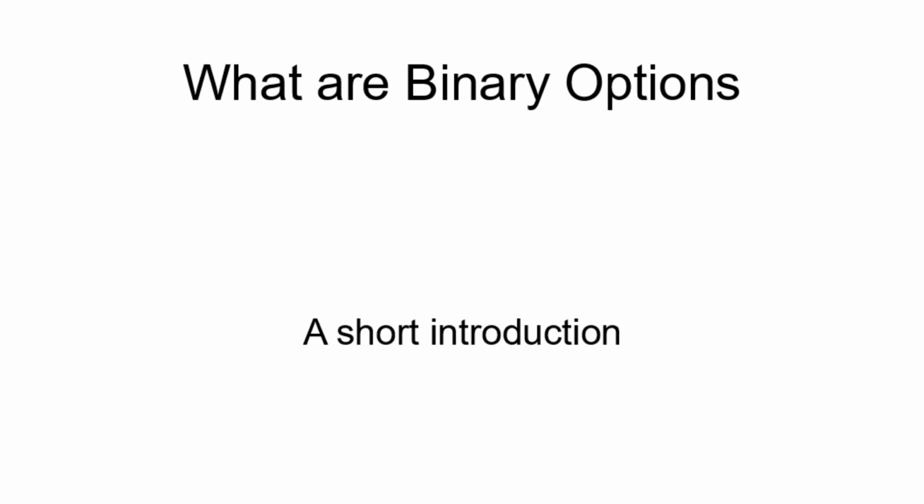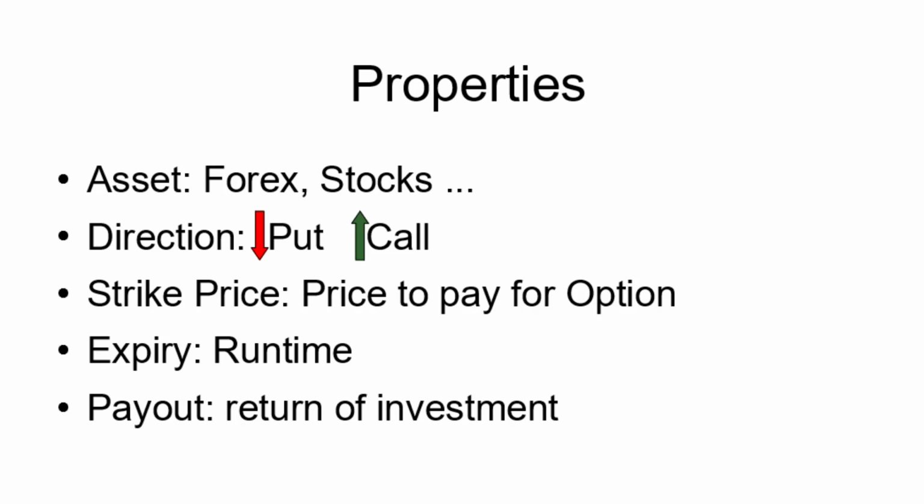Binary options have a different set of properties. First of all, an asset, for example, Forex, so a EUR/USD pair or something like that, or stocks. You decide to buy or sell a binary option in either a stock or a Forex. Second of all, you need to decide on a direction. You either buy a put, meaning the price will go down, or you buy a call, meaning the price will go up.